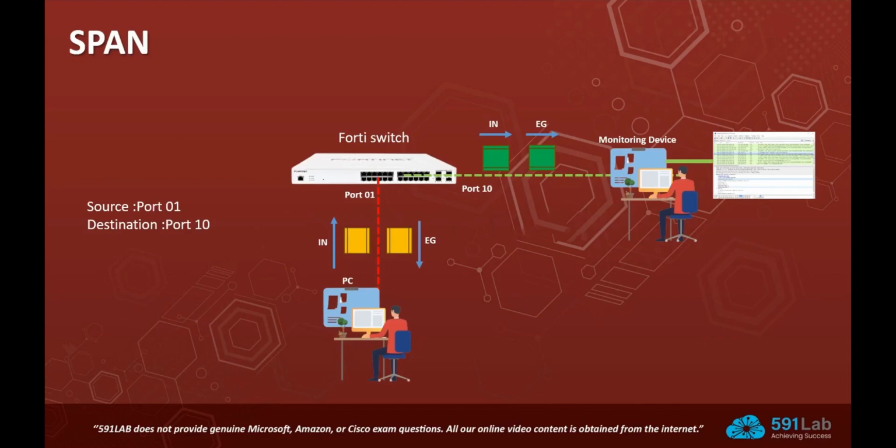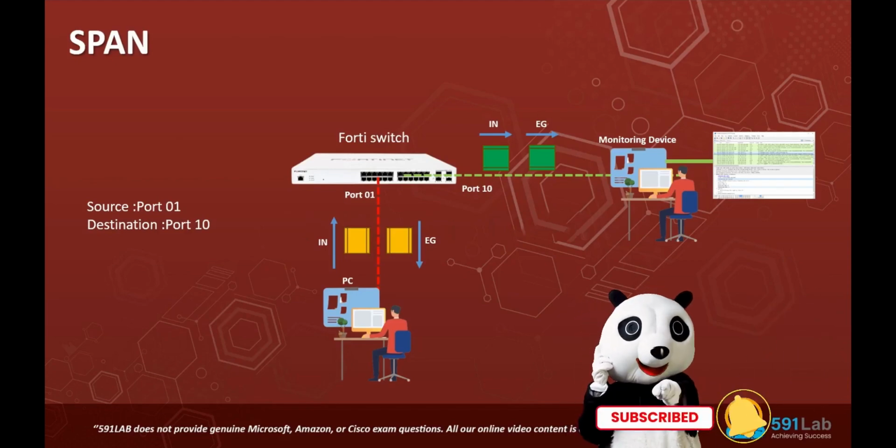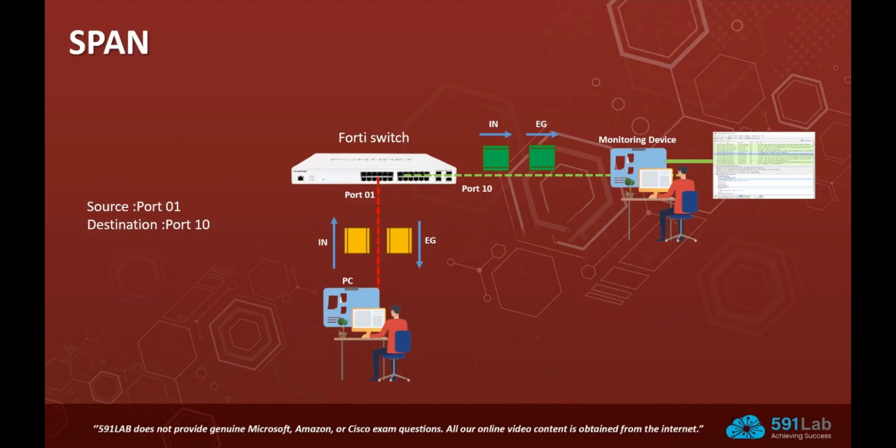FortiSwitch does not encapsulate the mirrored traffic. The traffic captured on the mirrored device is an exact copy of the original. So unlike RSPAN and ERSPAN, encapsulated remote SPAN, you can't send mirrored traffic across multiple switches when you use SPAN. For this reason, the monitoring device must be connected to the same switch where traffic is being monitored. In this diagram, you can see the source device connected to port number 1 and the monitoring device, the destination port, connected to port number 10.